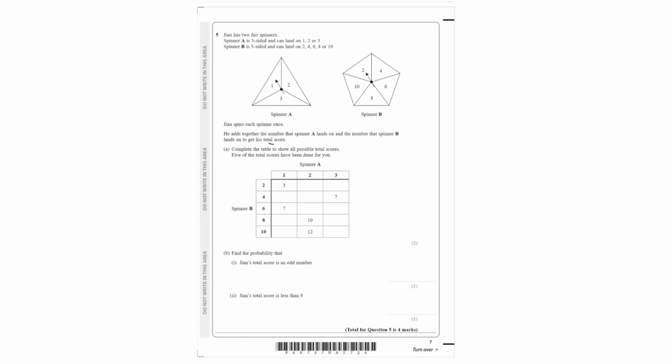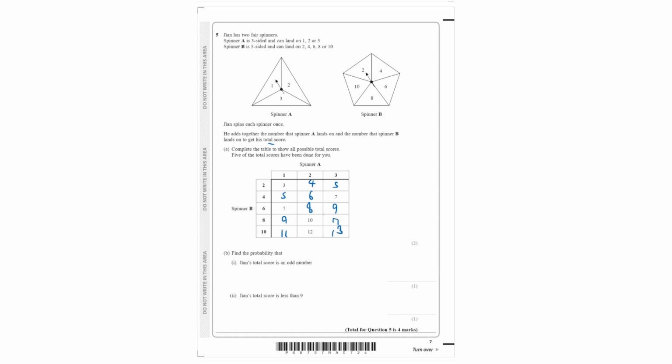So we can see that here 1 plus 2 is 3. So all we have to do is complete the table. 2 plus 2 is 4. 3 plus 2 is 5. 1 plus 4 is 5. 2 plus 4 is 6. 2 plus 6 is 8. 3 plus 6 is 9. 1 plus 8 is 9. 3 plus 8 is 11. 1 plus 10 is 11. And 3 plus 10 is 13.